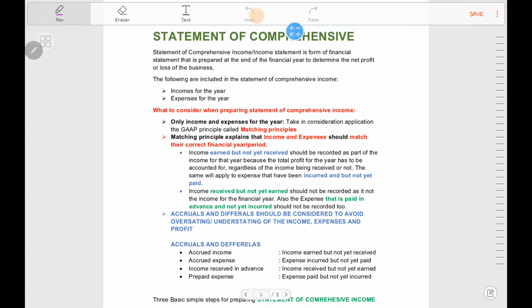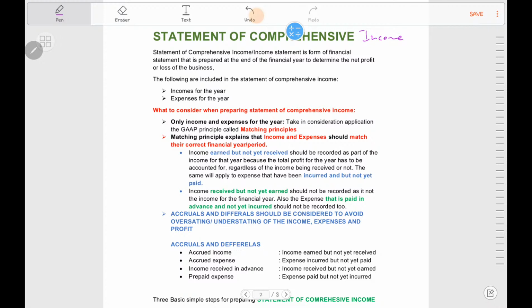Okay, now before we begin, it is very important that you know what is a statement of comprehensive income. Statement of comprehensive income, or what is traditionally known as the income statement, is a form of financial statement that is prepared at the end of the financial year to determine the net profit or loss that was made by that particular company, while considering the income and the expenses for the year.